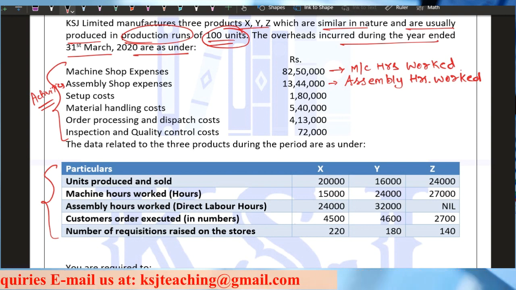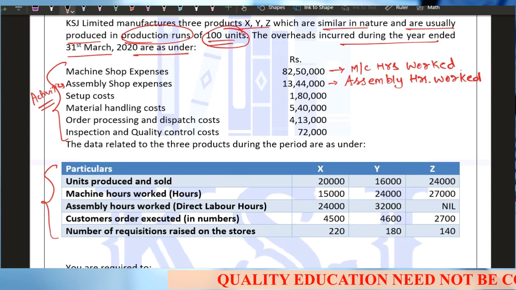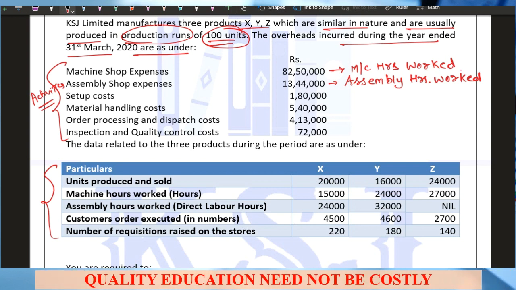Sir, we will ignore it. We will ignore it in the examination and give a note that there is no cost driver given for setup cost, that is why we have ignored it. And the examiner will give you a 0, a big egg.